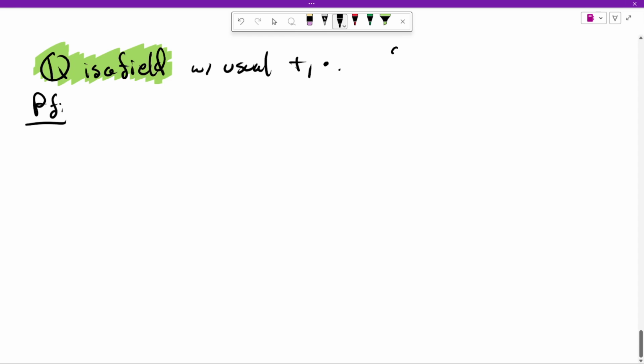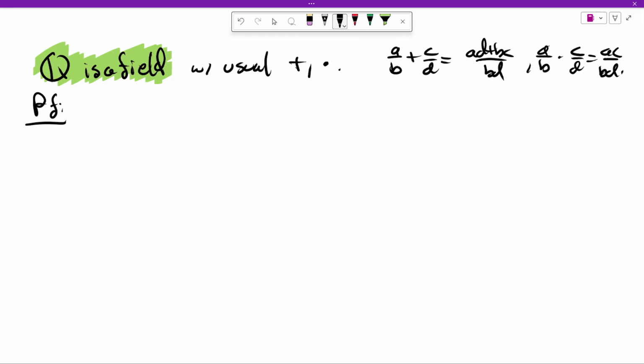So A over B plus C over D is found by finding a common denominator, which is BD, and the multiplication operation is A over B times C over D is AC over BD. Now, technically, this is an operation defined on equivalence classes, because we have equivalence classes of fractions, not just fractions. So technically, we have to check that these operations are well defined, which you're going to do in a homework problem. But with these operations, it's a field.